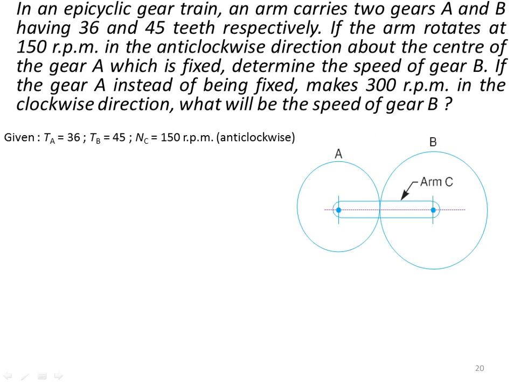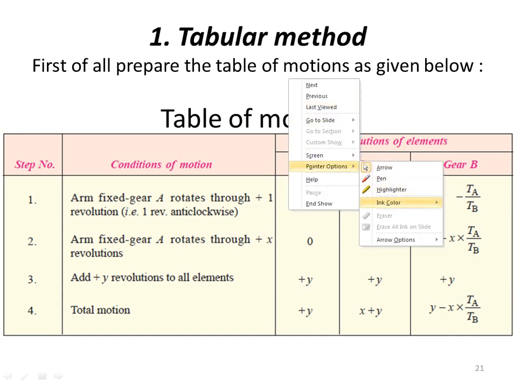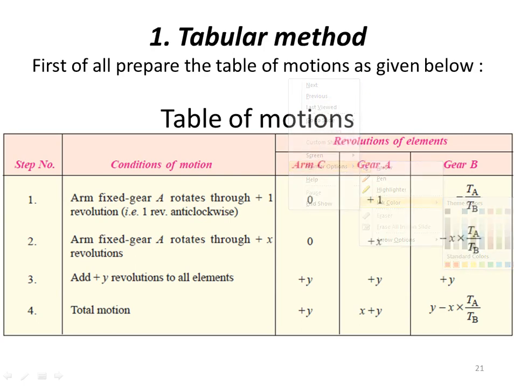Now let us come to the method of solving this. First let us use the tabular method and see how to get the table of motion. This table will be a common table for all problems. You always have to use this table, so remember these things. Mainly there are 3 steps, 1, 2, 3, and the last one is just the addition of all the motions, that is the total motion.